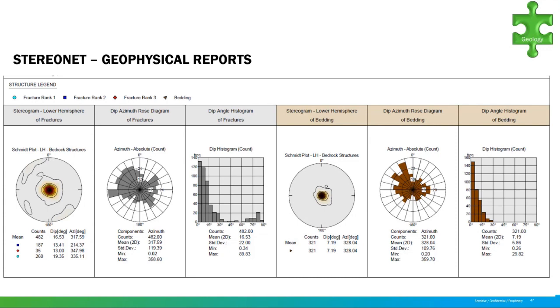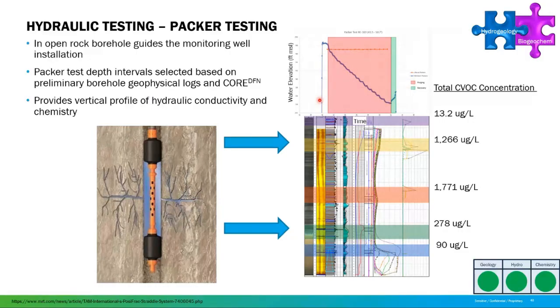So now that we've had the geophysics run, we get this nice report, and we're able to get a better handle on what the dip angle of the fractures are and how that informs the rest of the geological component of our CSM. And so from there, we make another decision. Okay, where do we think our HSUs are? Let's go test those HSUs with packer testing.